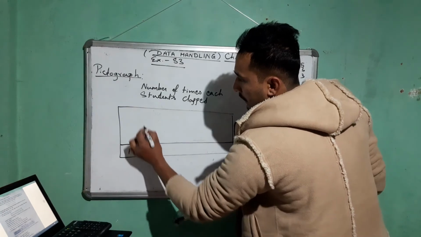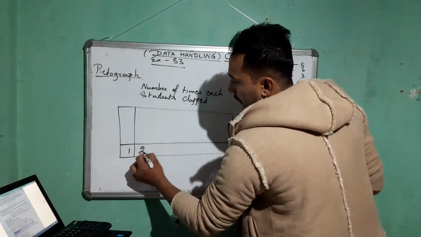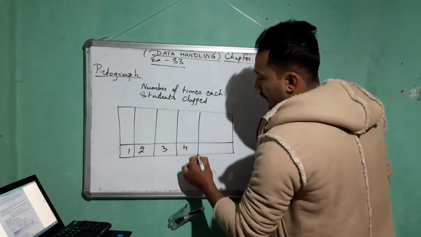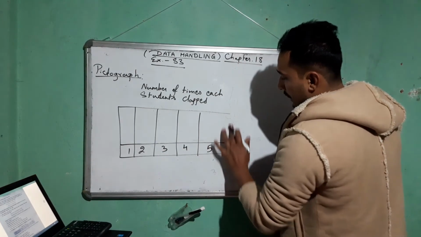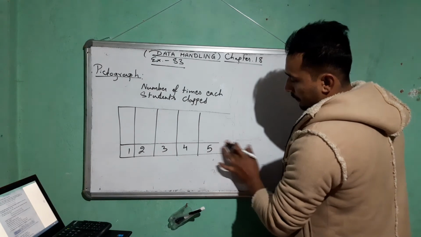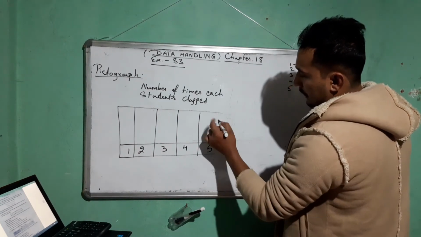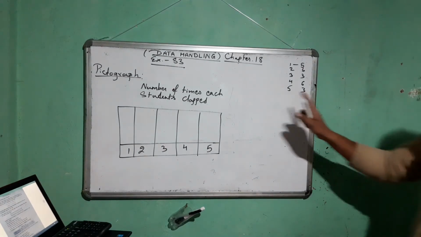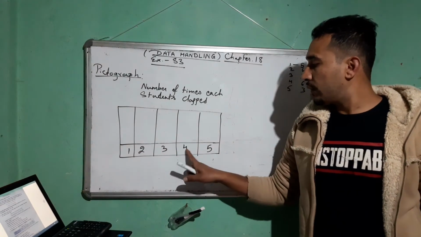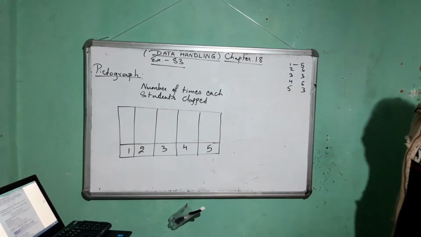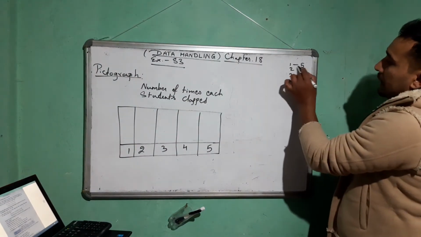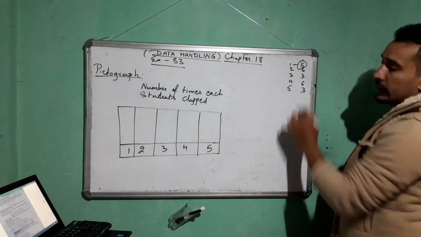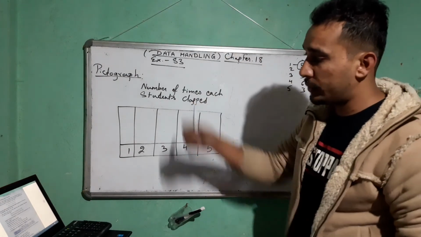One clap, two claps, three claps, four claps, and five claps. Okay, one clap. How many students made one clap? Five students, isn't it? I have already shown you in the previous table.